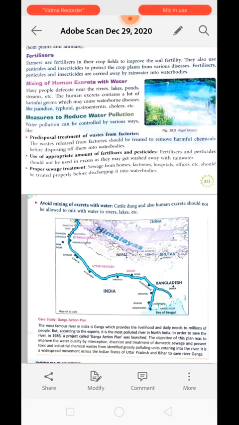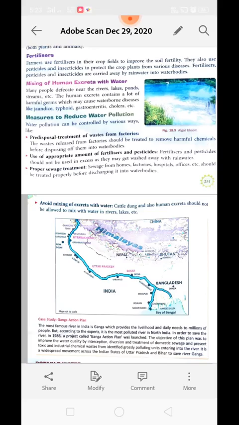Now next is avoiding mixing human excreta with the water. Cattle dung and human excreta should not be allowed to mix into the water in the river or lake, because it is basically polluting the water. So we should control it. We should not let the excreta get mixed into the water.